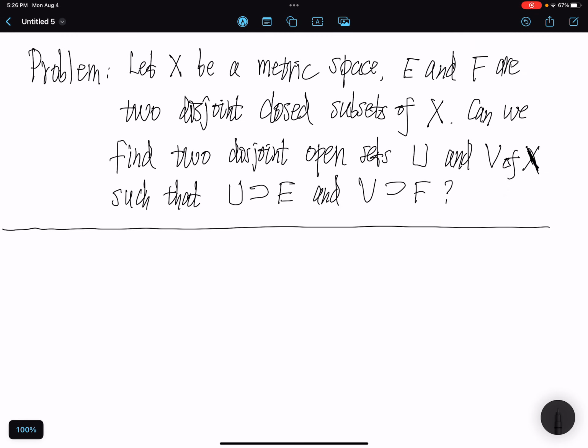Today we'll be working on a problem. Let X be a metric space. E and F are two disjoint closed subsets of X. The question is, can we find two disjoint open sets U and V of X such that U contains E and V contains F? You can pause the video if you want to think about this problem.